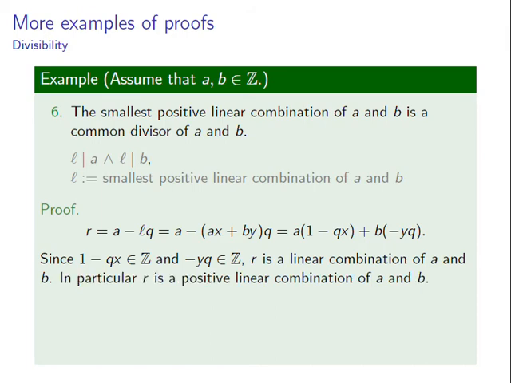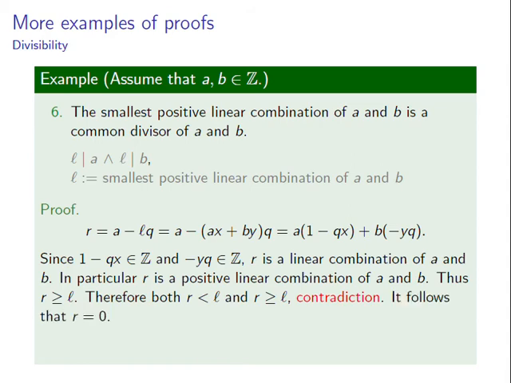In particular, R is a positive linear combination of A and B. Since L is the smallest positive linear combination of A and B, R must be greater than or equal to L. Recall that from the division algorithm, R is less than L. So both conditions, R is less than L and R is greater than or equal to L, hold. Contradiction. It follows that R must be 0.